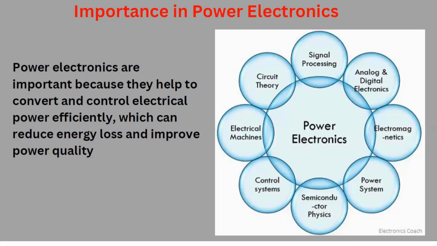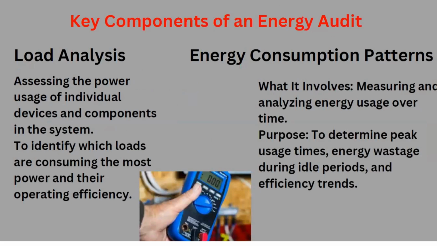So power electronics sub branches, you can see on the right hand side. What are the branches we deal with? Power electronics as well as energy audit, analog and digital electronics, electromagnetism, electrical machines, circuit theory, signal processing, semiconductor devices, control system, and power system. Right? These are all the branches and sub branches of power electronics. Anyway, so key components of energy audit. What are the main components of energy audit? Here you have to remember there are basically 4 main components. One by one we'll discuss them.